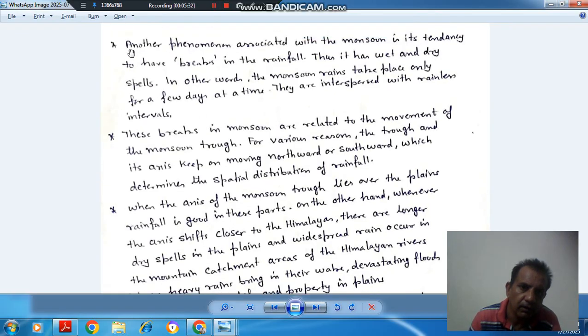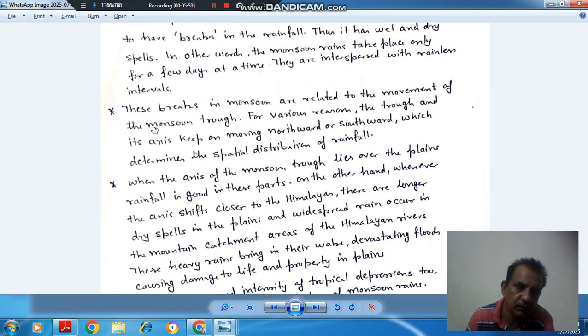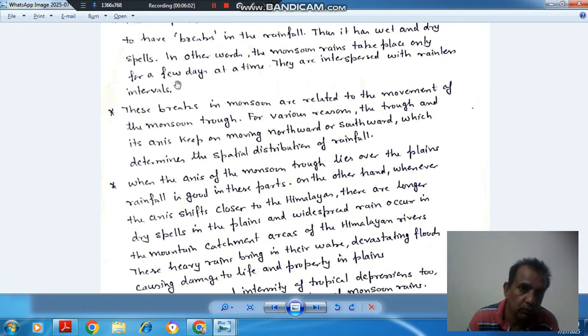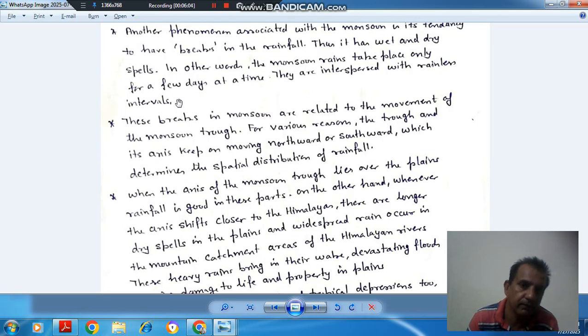Next point is another phenomenon associated with the monsoon, its tendency to have breaks in the rainfall. Thus, it has wet and dry spells. So break is related to wet and dry spells. In other words, monsoon rains take place only for a few days at a time. They are interspersed with rainless intervals. So the rain occurs with breaks. For a few days there is some rain and then there is no rain. Then after that there is rain.